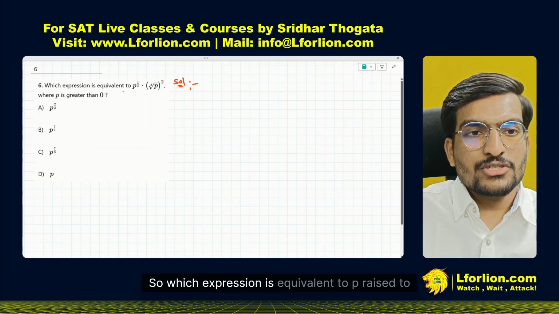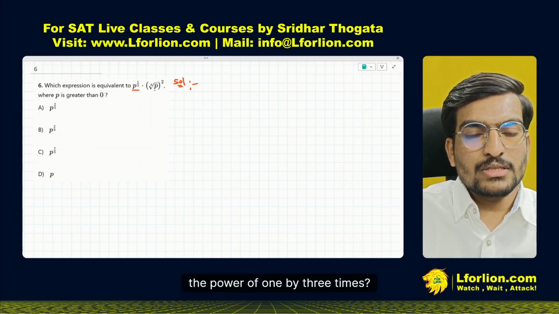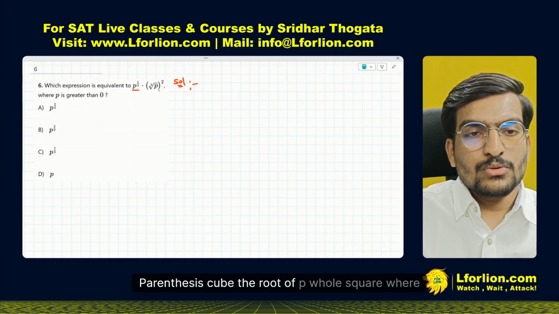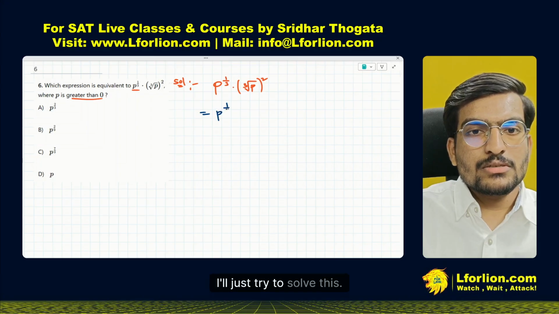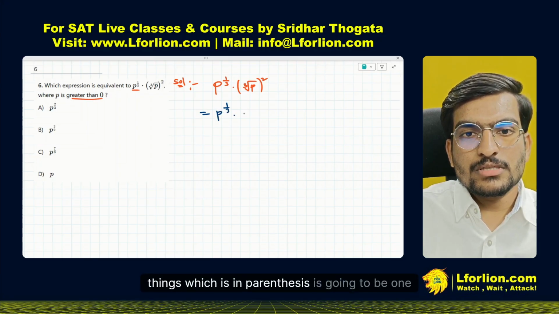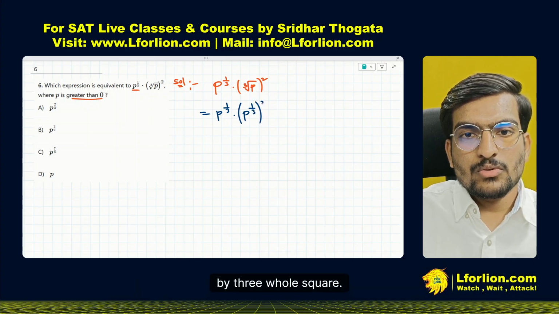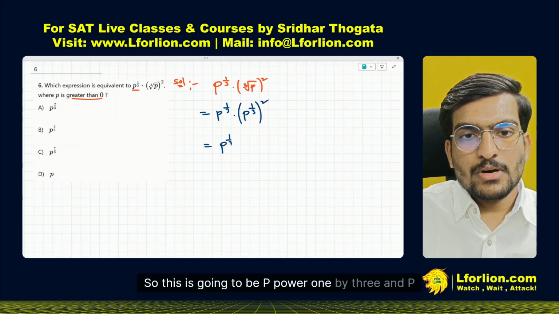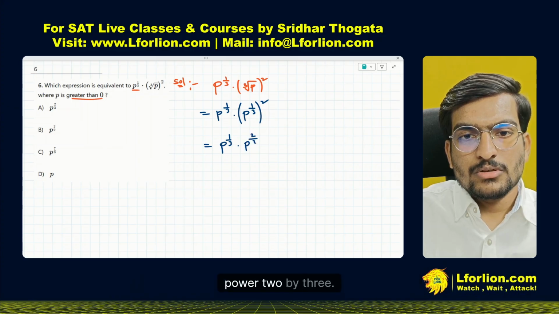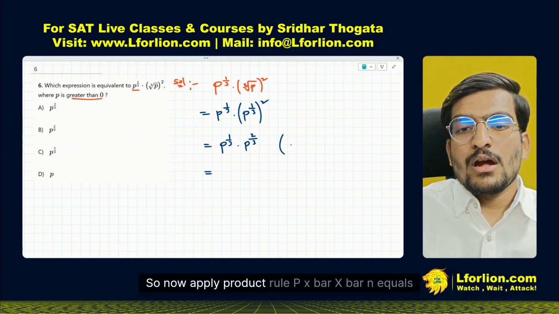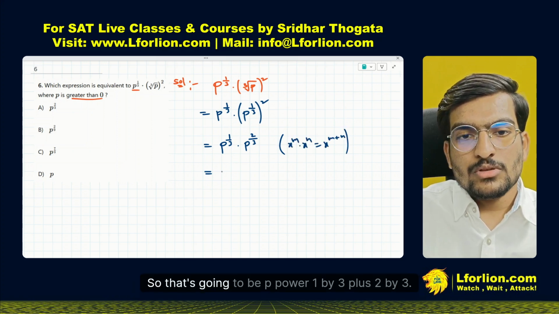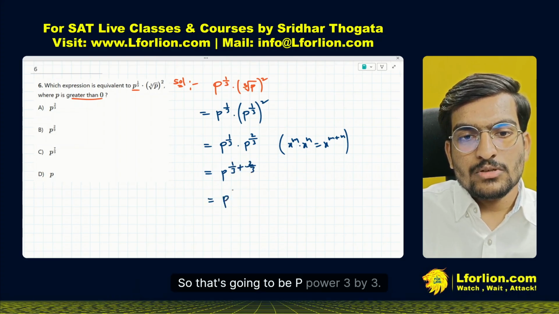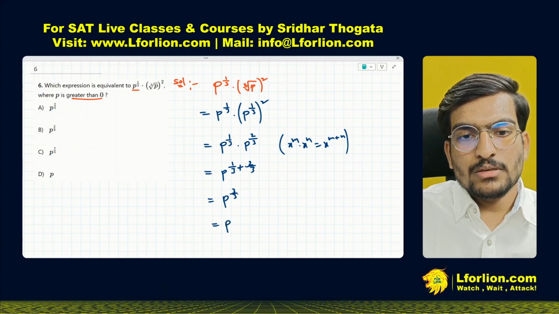So which expression is equivalent to p raised to the power of 1 by 3 times parenthesis cube root of p whole square, where p is greater than 0? Fine. Okay, I'll just try to solve this. p power 1 by 3, and the thing in parenthesis is going to be 1 by 3 whole square. So this is going to be p power 1 by 3 and p power 2 by 3. So now apply product rule. x power m times x power n equals x power m plus n. So that's going to be p power 1 by 3 plus 2 by 3. So that's going to be p power 3 by 3, that equals p, which is option D.